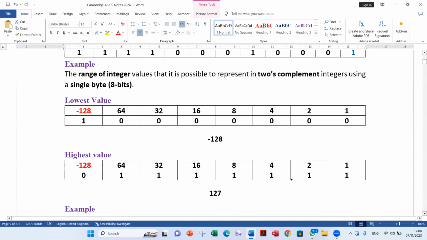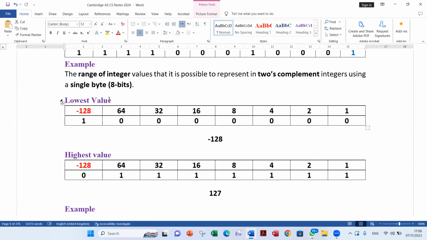The range of integer values that is possible to represent in two's complement integer using a single byte, 8 bits. So the exam may ask you, you are given 8 bits two's complement. Then the weights would be 1, 2, 4, 8, 16, 32, 64, negative 128. The range of integer values. Okay, what is the lowest value? The lowest value is the most negative value.